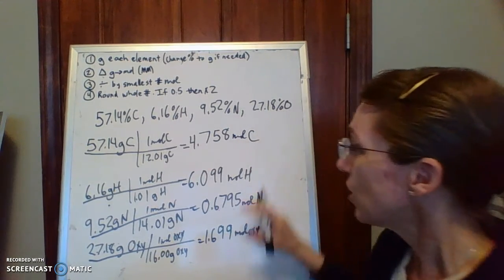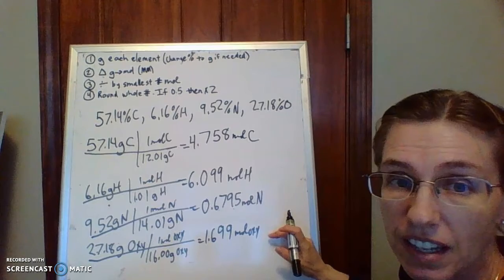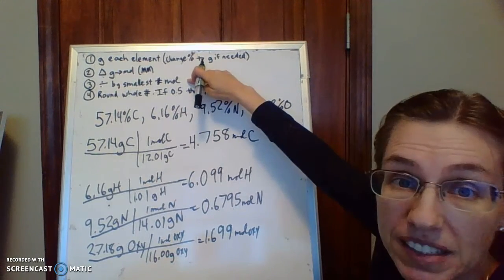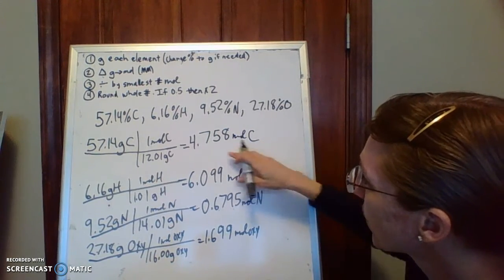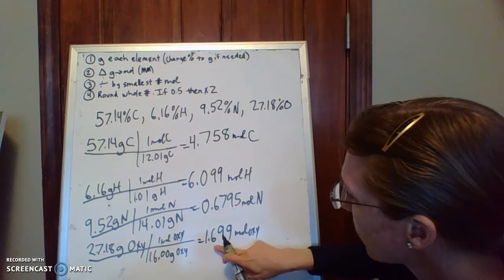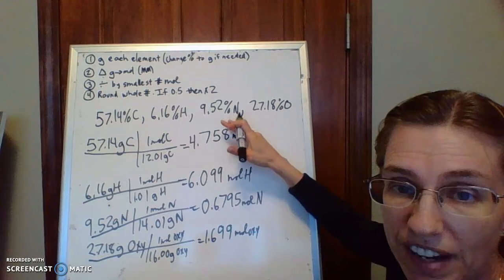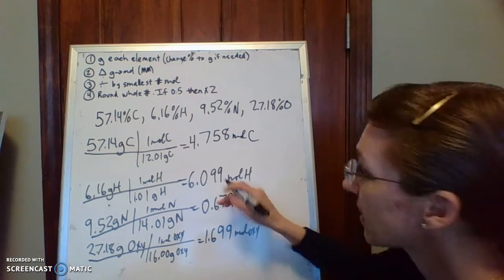Okay. So we've done that, changing everything to moles. Now we're going to do that divided by step right there. So we're going to look at all of these. This is a 4, this is a 6, this is a 0.6, and this is a 1.6. Well, our smallest one is this 0.6.